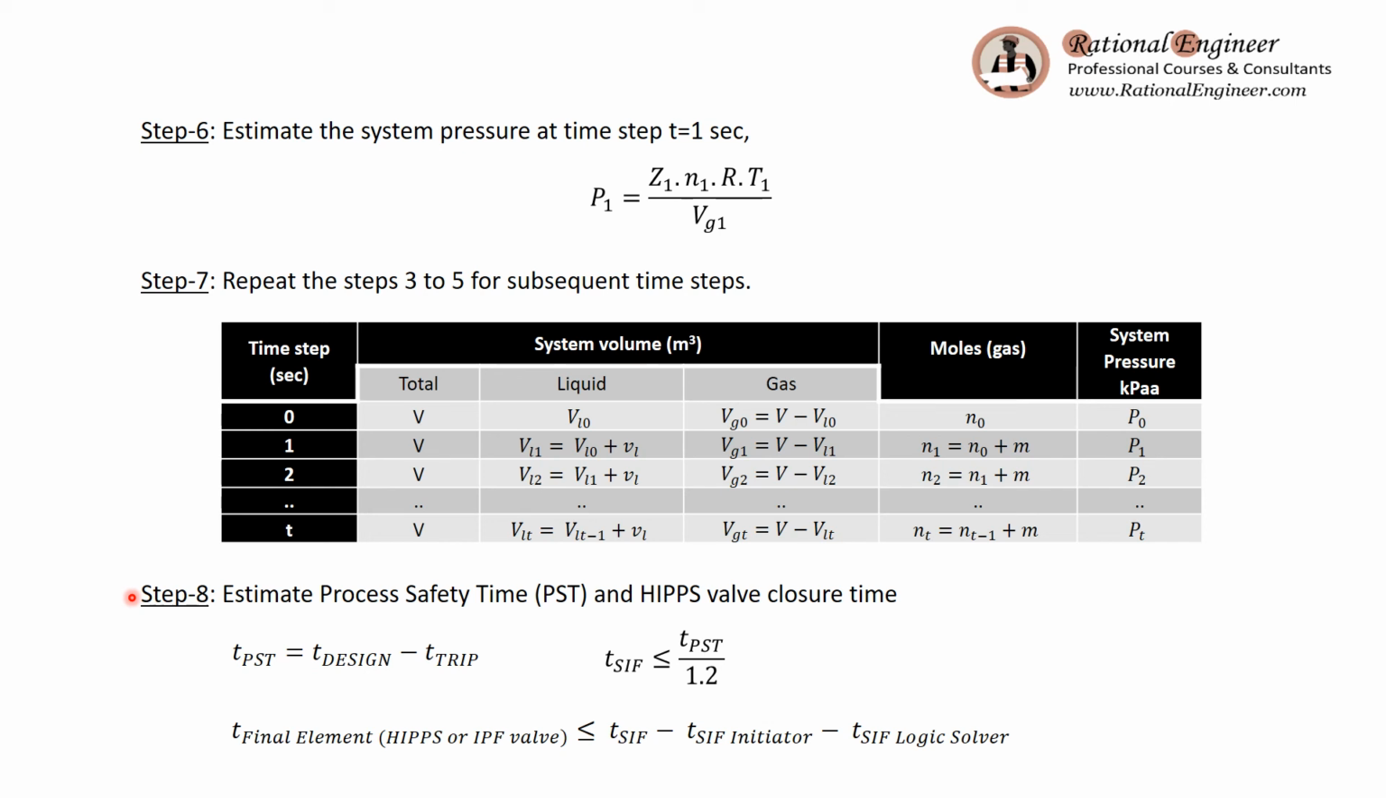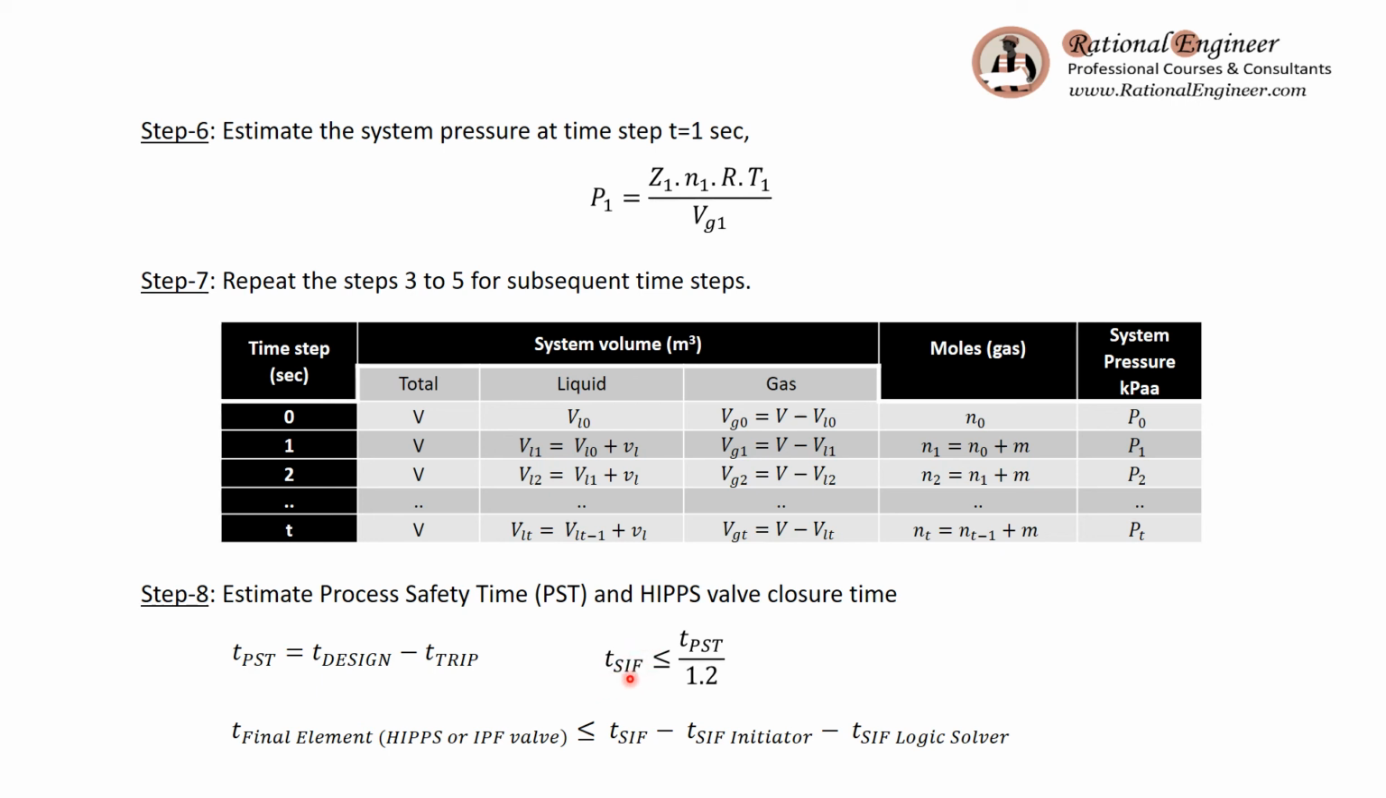And finally, we estimate the available process safety time. The available process safety time is the time at which the system pressure reached the design pressure minus the time at which the system pressure had reached the trip set point. So the difference between the two is the available process safety time.